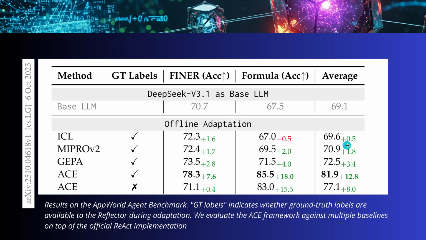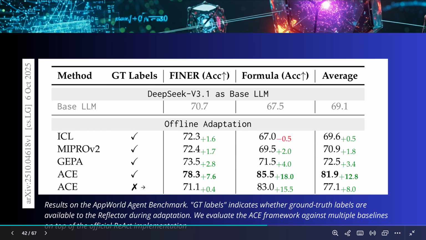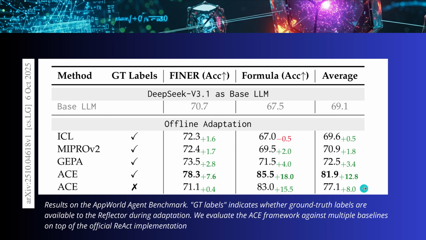In-context learning provides a plus 0.5 percentage point jump. MIPRO in DSPy, plus 1.8 percentage points. GEPA plus 3%. ACE with ground truth plus 12%. And without ground truth, and this is the really impressive one, plus 8%, because it has contact to the environment. This is a jump in performance that is really interesting.